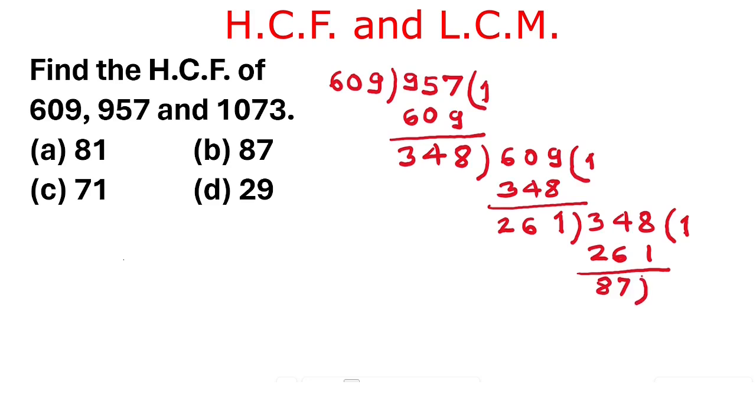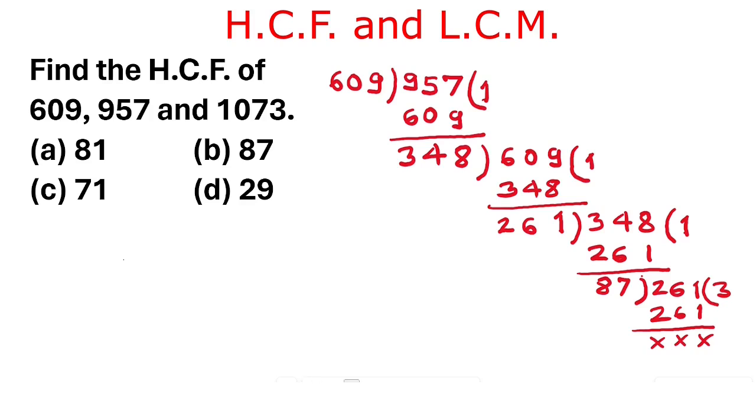Now we divide 261 by 87. 87 divides 261 for 3 times, and 3 times 87 is 261, and our remainder is 0. So the HCF of 609 and 957 is 87.